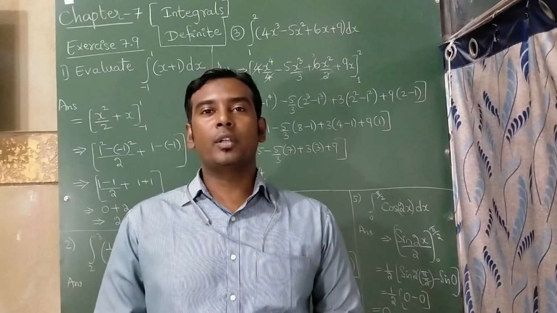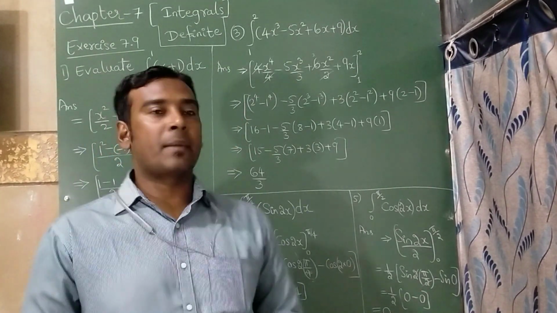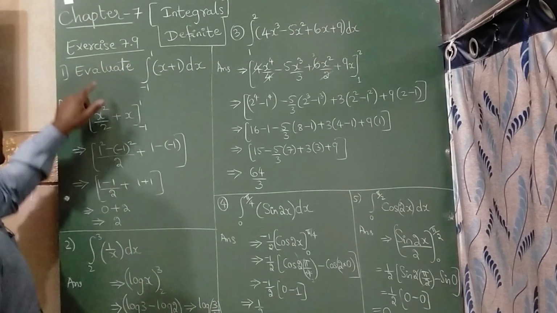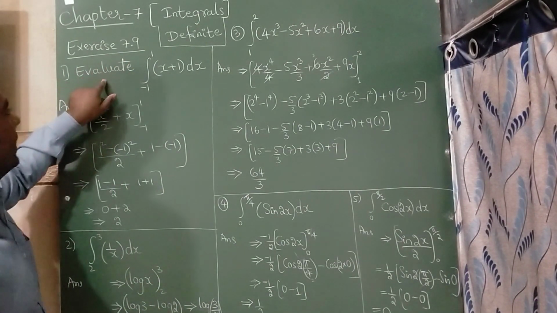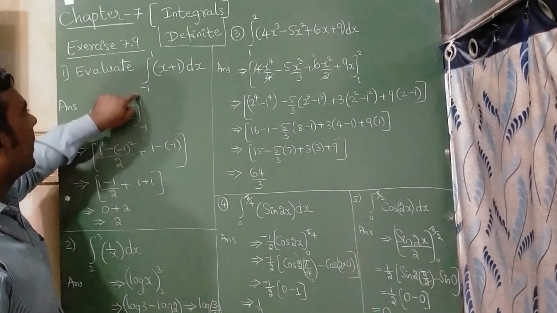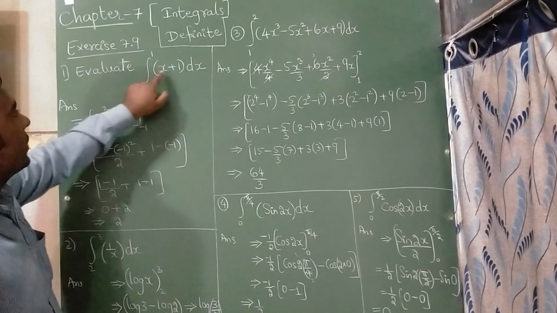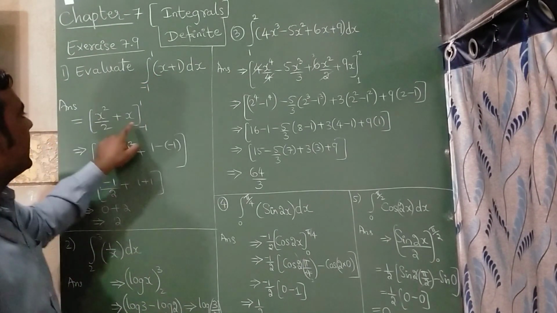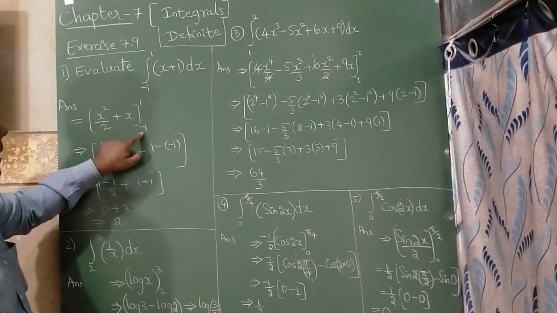Today I am going to teach definite integrals, that is chapter number 7. So exercise 7.9. Okay, first problem is evaluate integration of x plus 1 dx and the limits they have given is minus 1 to 1. So integration of x is x square upon 2 plus integration of 1 is x and the limit they have given is minus 1 to 1.